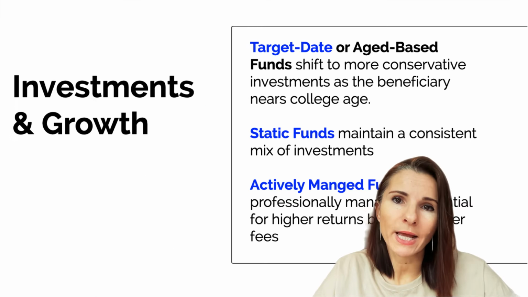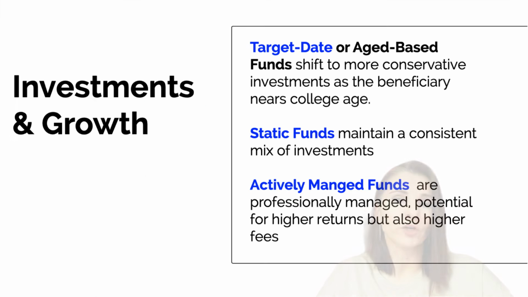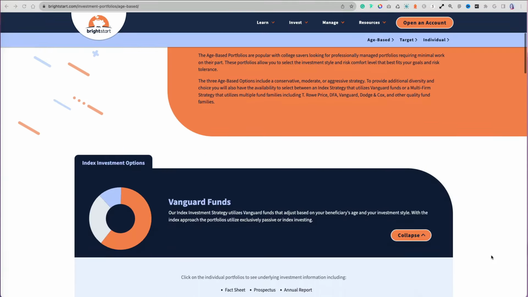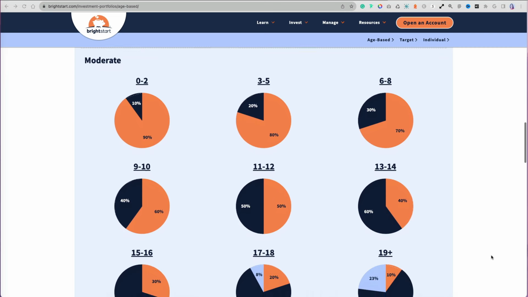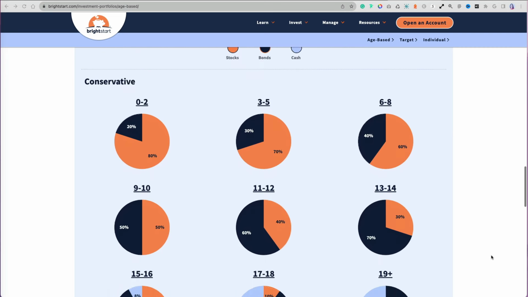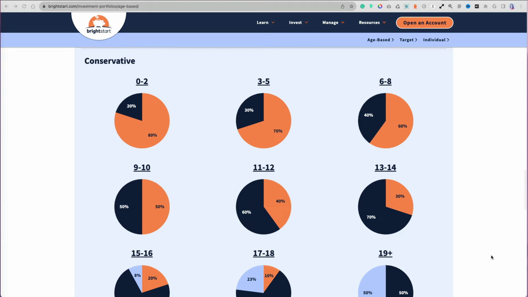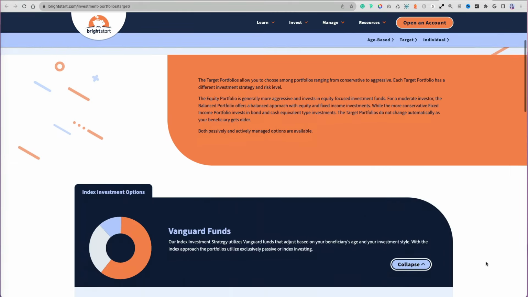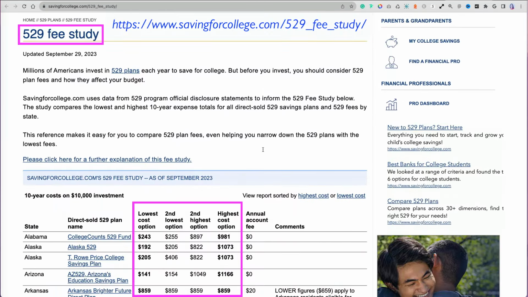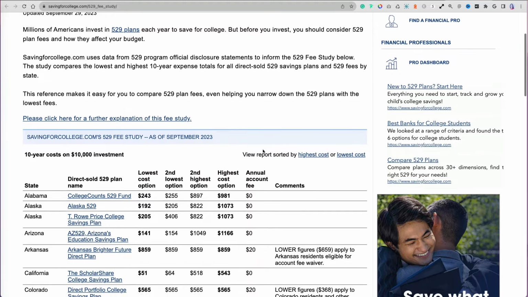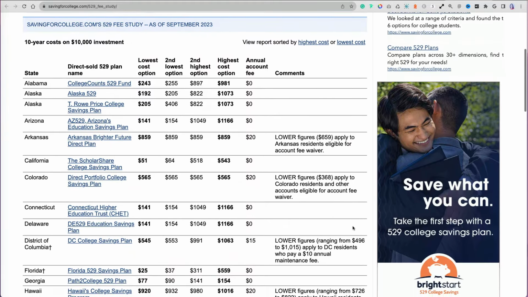When you research your plans, consider the investment options that are offered. You often have a range of investment options, including various mutual funds and ETFs. A few of the usual options are target date or age-based funds that adjust investments based on the beneficiary's age and shift funds into more conservative investments as the beneficiary gets older. Static fund portfolios usually maintain a consistent mix of investments. Actively managed funds may have higher fees as they involve a financial advisor, but could result in higher returns.